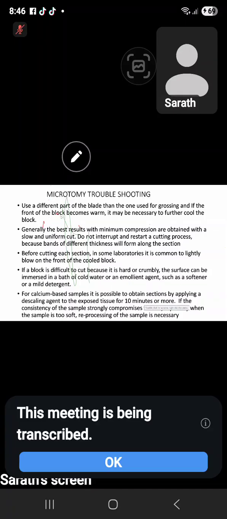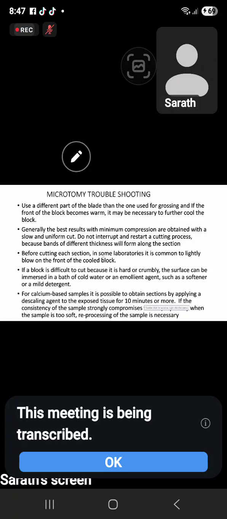And if the front of the block becomes warm, it may be necessary to cool it further. Understood? Generally, the best results with minimum compression are obtained with a slow and uniform cut. Do not interrupt and restart the cutting process, because bands of different thickness will form along the section. Your rotation of the wheel should be uniform. Do not interrupt in between and do not restart during the cutting process. You have to continue at a uniform speed.